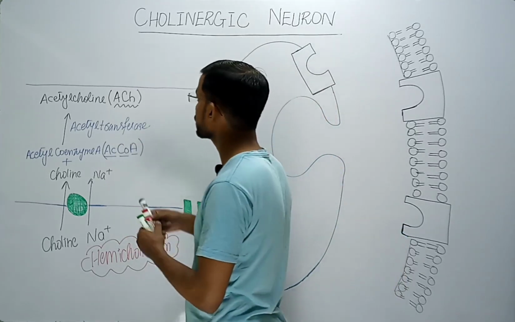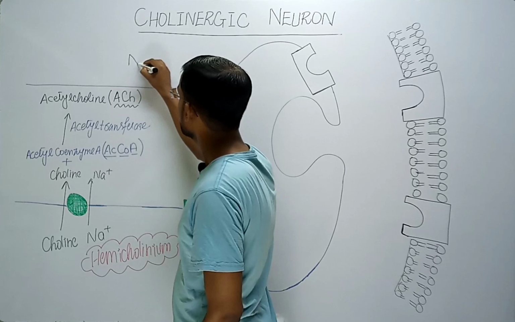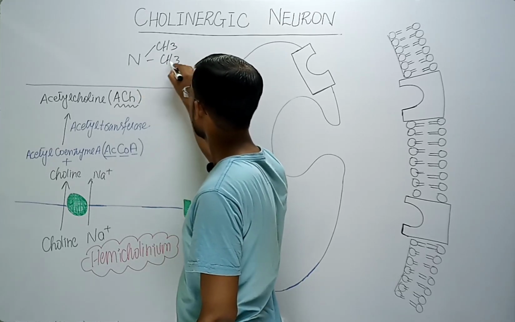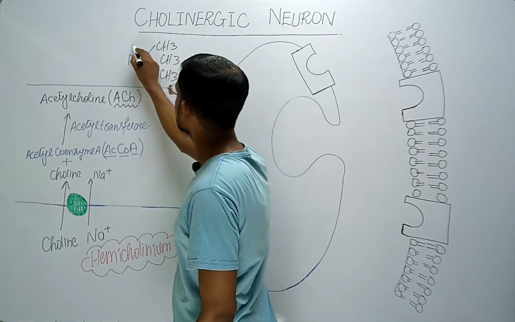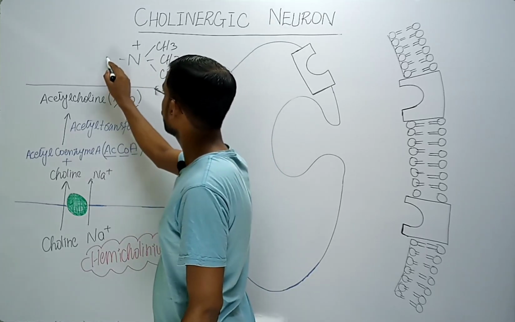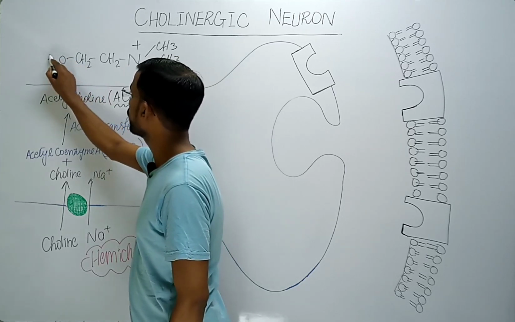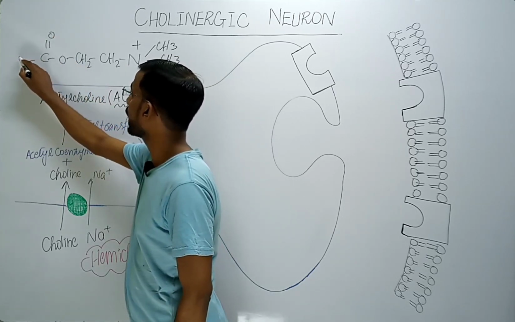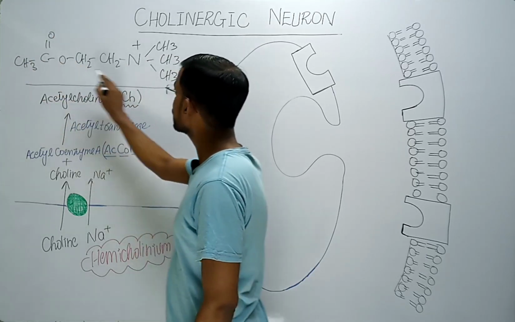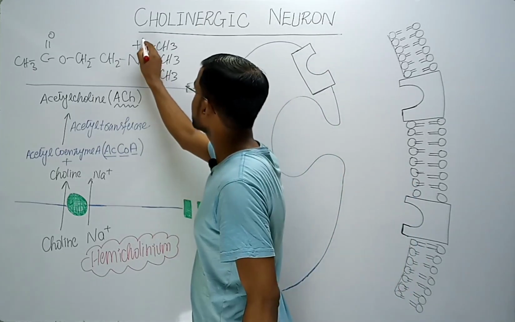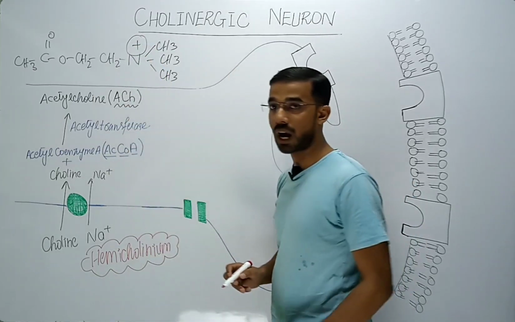If we look at the structure of acetylcholine, you will see the presence of nitrogen, and there is a positive charge on the nitrogen, and along with that you will see the CH2, CH2O, C double bond O, and CH3. This is the structure of acetylcholine. Now, if you look, acetylcholine has a positive charge on it.